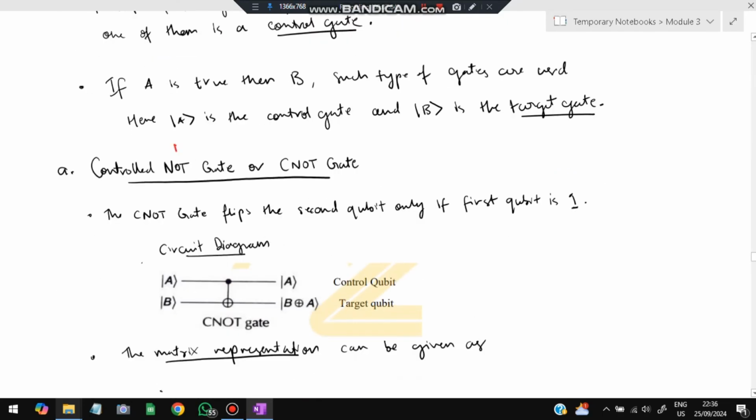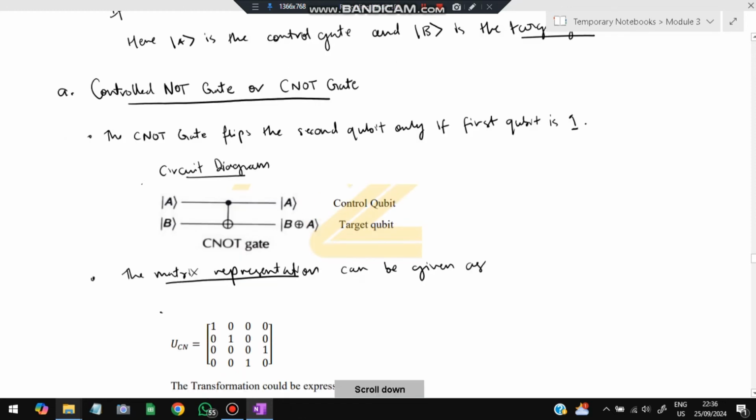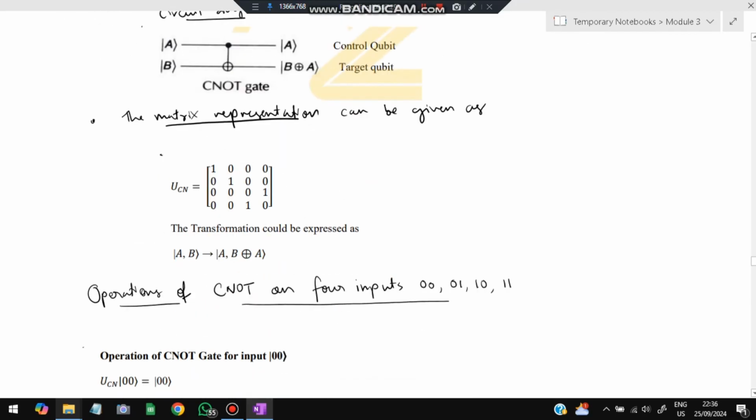The first one is the controlled NOT gate, or CNOT gate. Here we have A and B. If A is true, then only the change will happen in B; otherwise, the change will not happen in B. A is called the control qubit and B is called the target qubit. The matrix representation is very simple: 1 1, and here you put 1 1, and the rest are all 0. This is the design you have to remember. The transformation is given as A, B goes to A, B XOR A. B should change only if A is true.